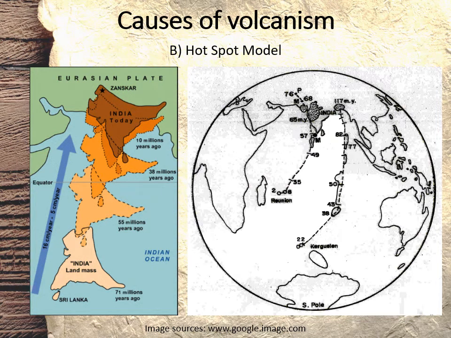The second model which is thought to be the cause for Deccan Trap volcanism is the hotspot model. Now you know already that the position of India, which is nowadays in the tropical part of the northern hemisphere, was not here previously. During the Permian time, India occurred in the southern hemisphere, almost about 60 degree latitude. From that 60 degree south position, the Indian plate gradually moves towards north and collides with the Eurasian plate.